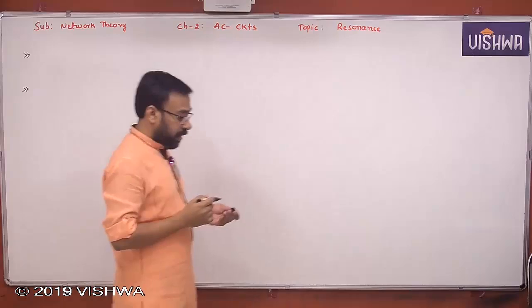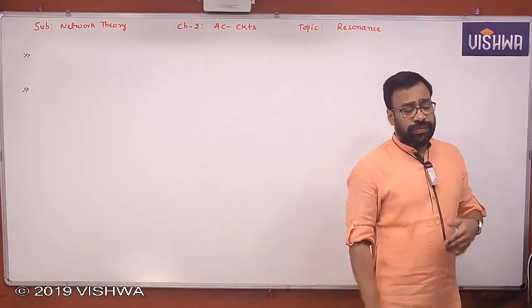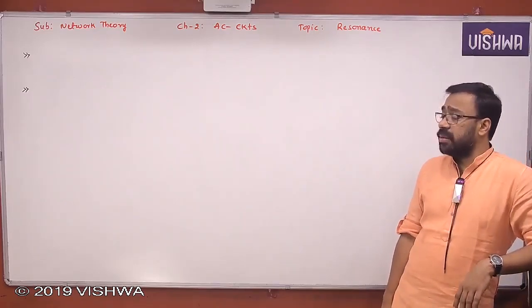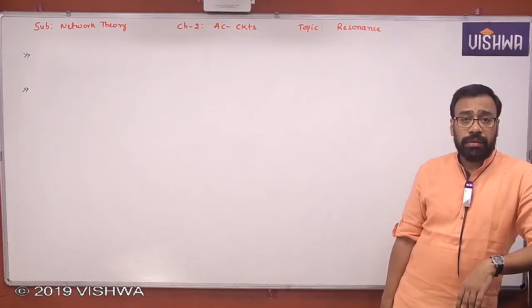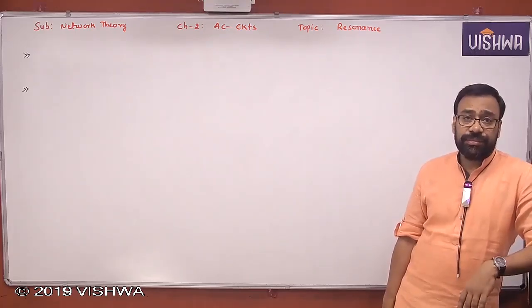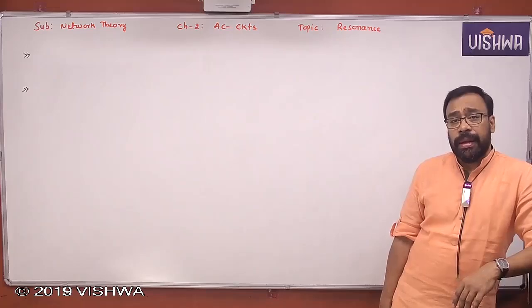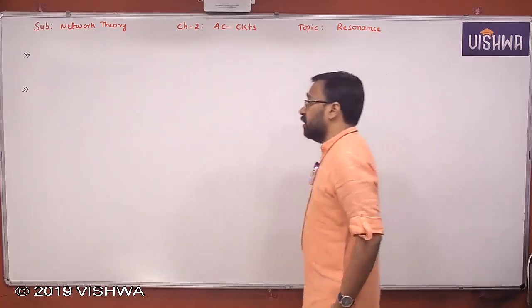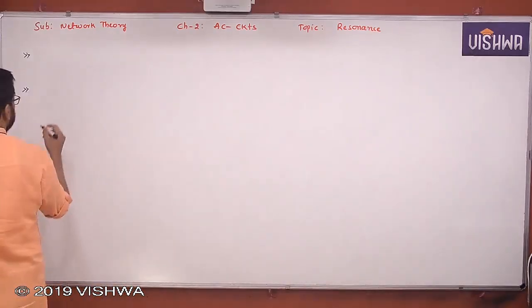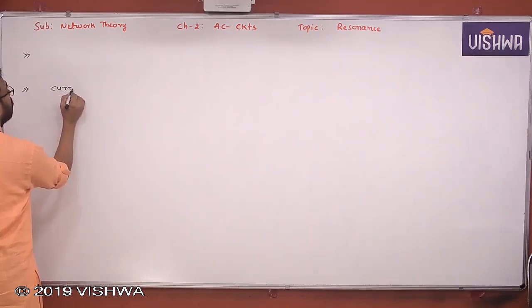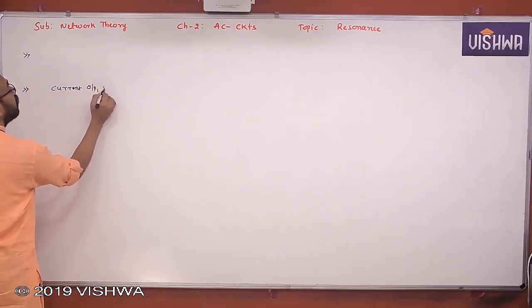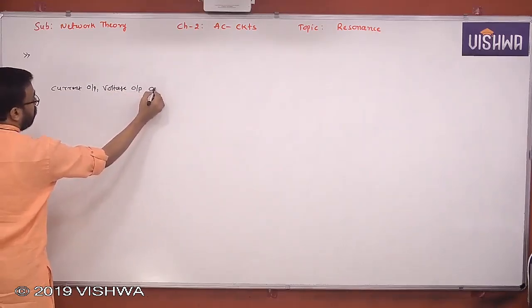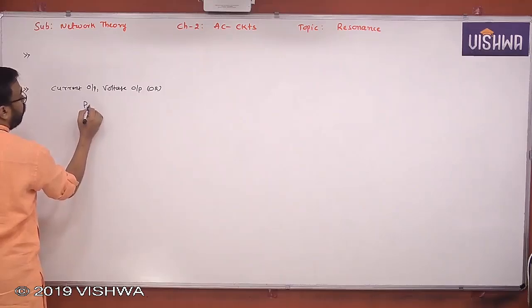Next point. Very, very important point. Some circuits which consist of RLC elements will yield current output, voltage output, or power output.